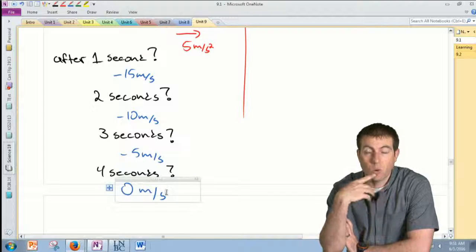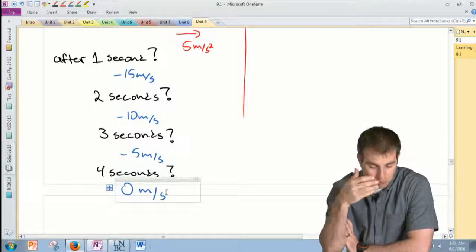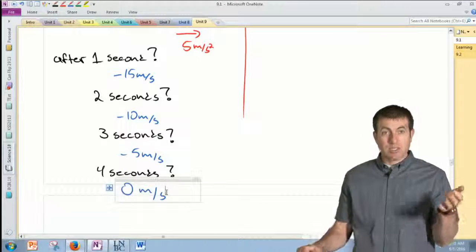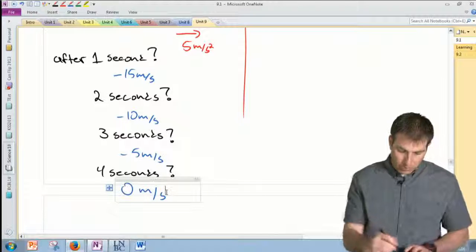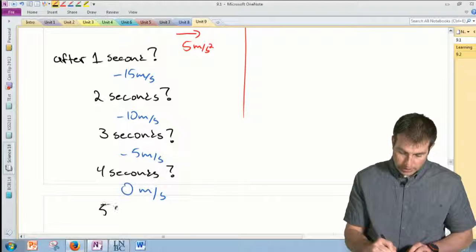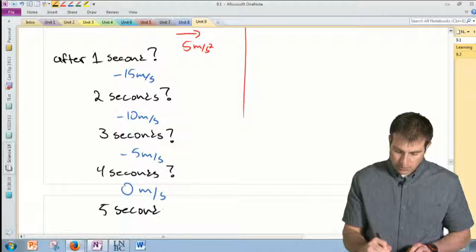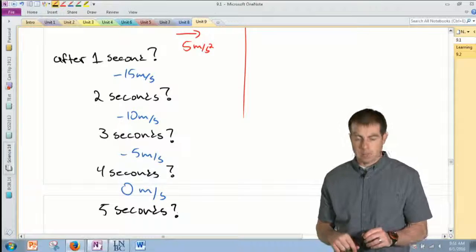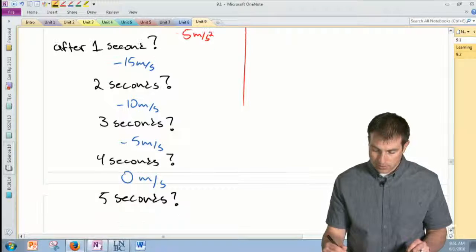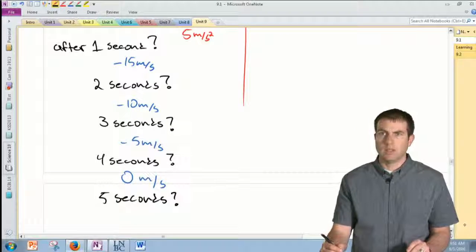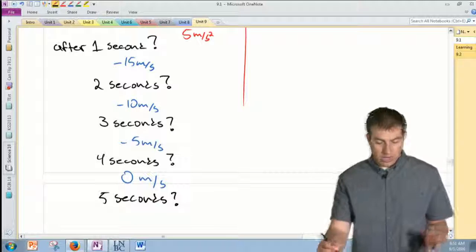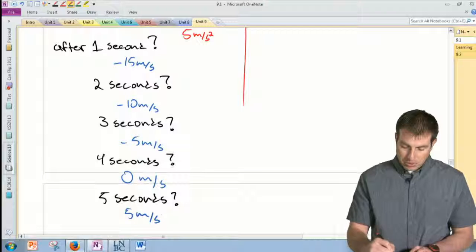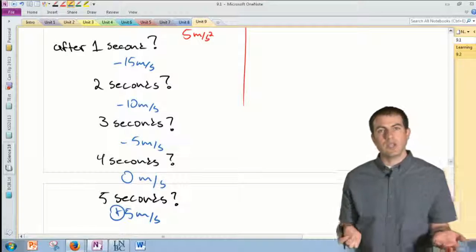What happens after 4 seconds? At 4 seconds, I'm going 0, so I've stopped. But I'm still accelerating going forward. So after 5 seconds, what is my velocity going to be? What happens at 5 seconds? That's right. Now my velocity is going to be 5 meters per second, but it's positive now, and I don't need to write in the positive sign.